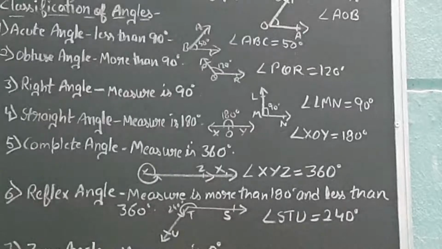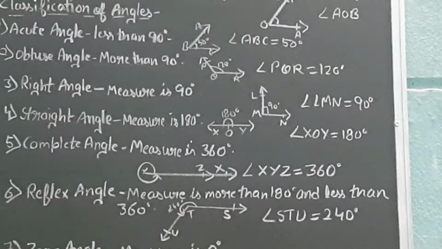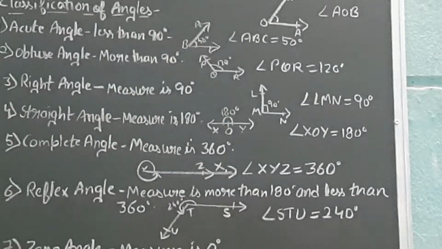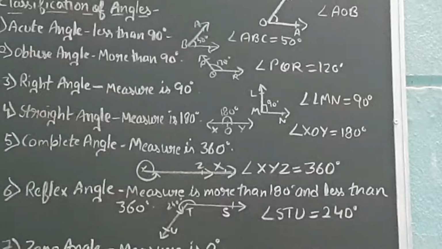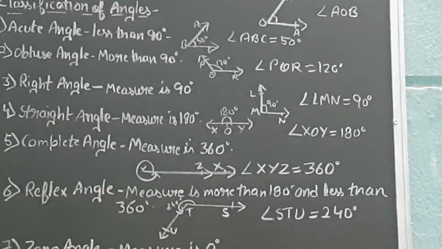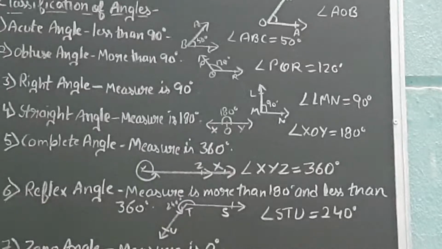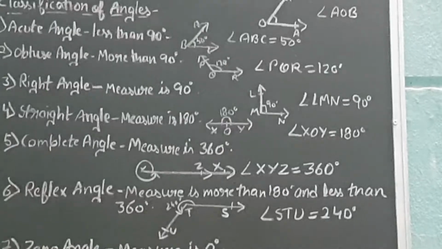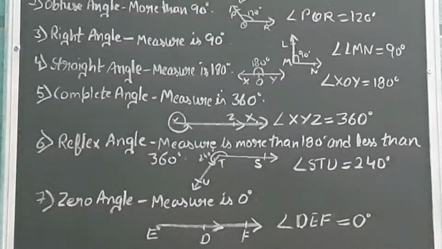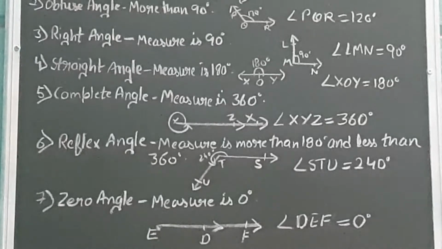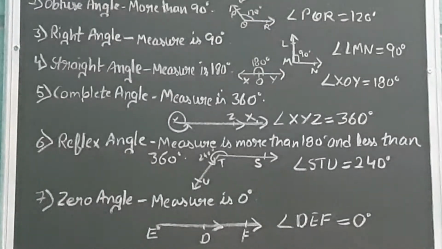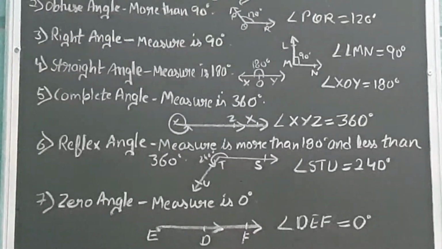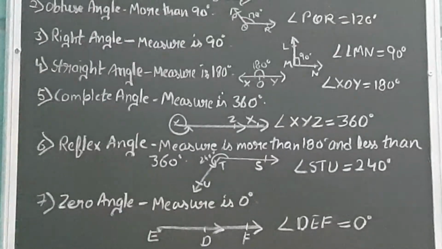Then the sixth type is reflex angles. All those angles whose measurement is more than 180 degrees but less than 360 degrees are reflex angles, and in this figure angle STU, its measurement is 240 degrees, which means it is more than 180 degrees but less than 360 degrees. So this is a reflex angle. And last but not the least is the zero angle. All those angles whose measurement is 0 degrees are zero angles. And in this figure angle DEF, its measurement is 0 degrees. So this is a zero angle.